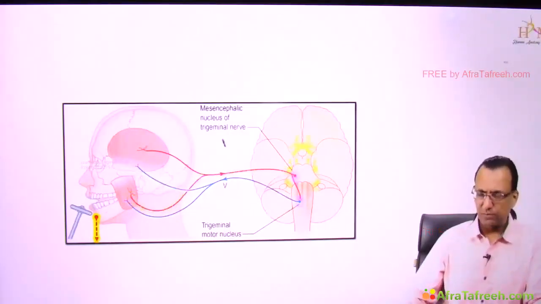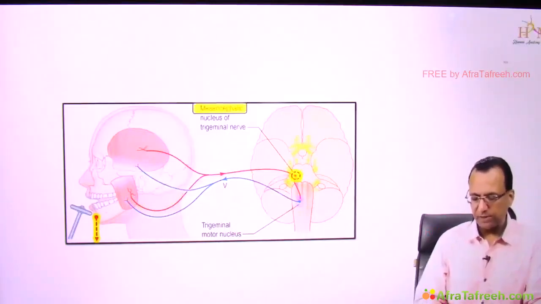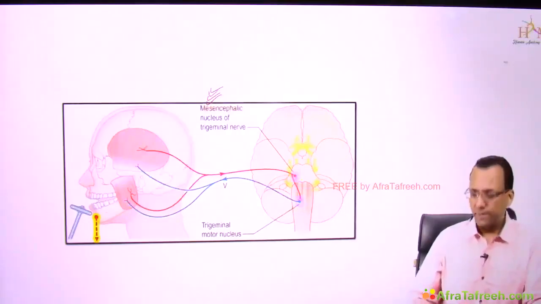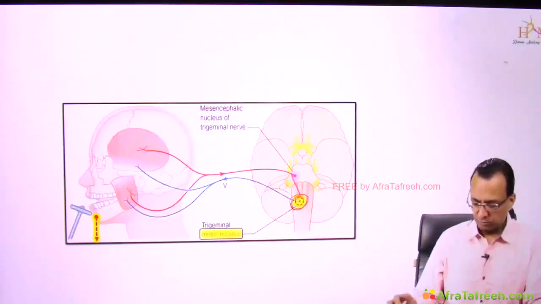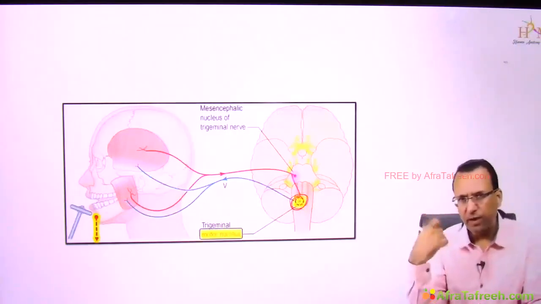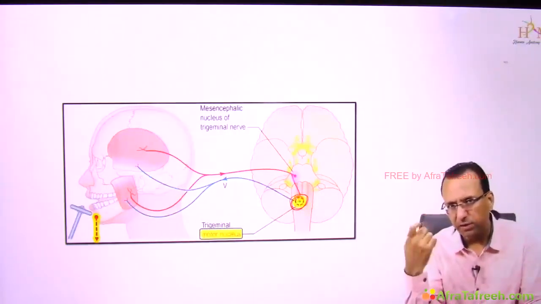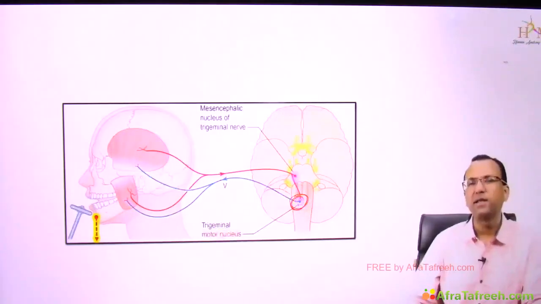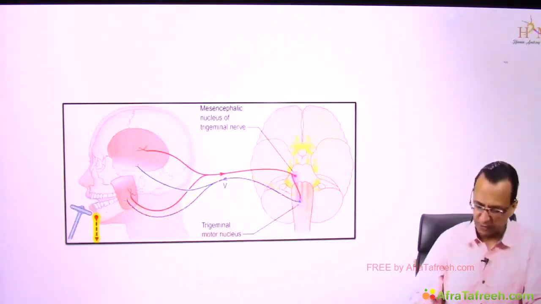And this change of position is received by a nucleus, which is the mesencephalic sensory nucleus of the trigeminal. It will receive the proprioception. Then it will ask the motor nucleus of the trigeminal, wake up, wake up, move the muscles of mastication. So it will now activate the motor nucleus of the trigeminal, which will then activate the muscles of mastication. Yes, which nerve is that?